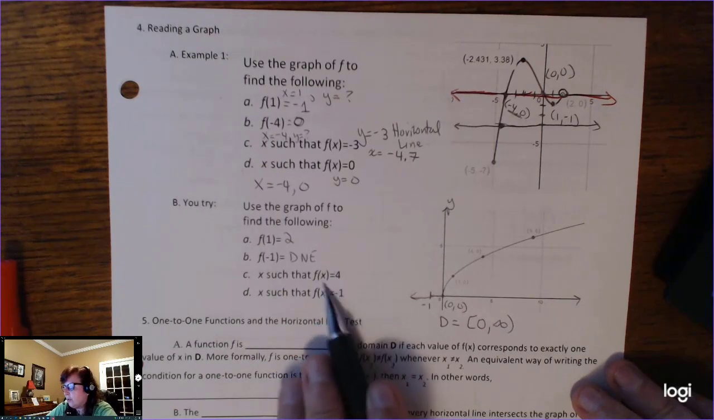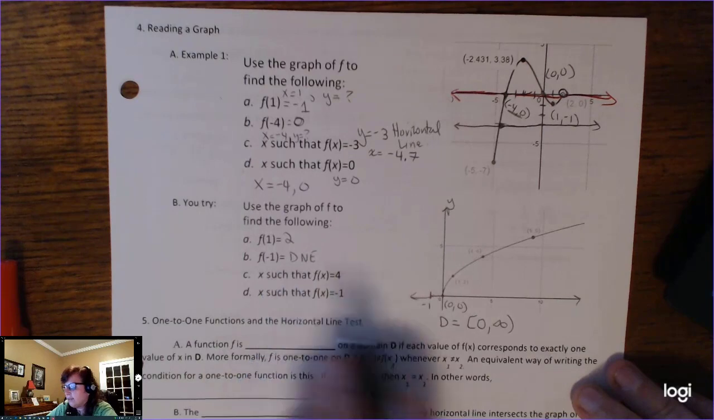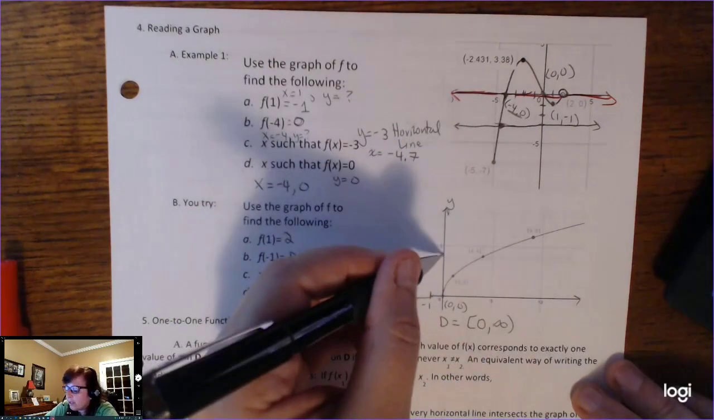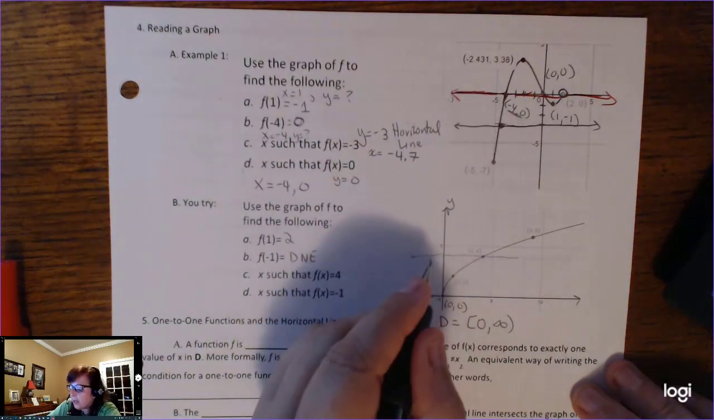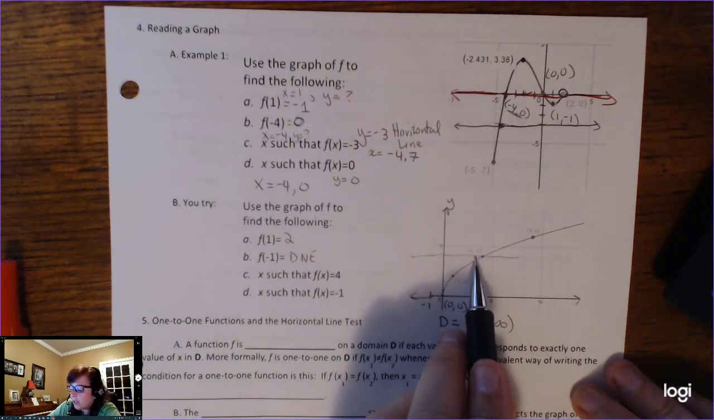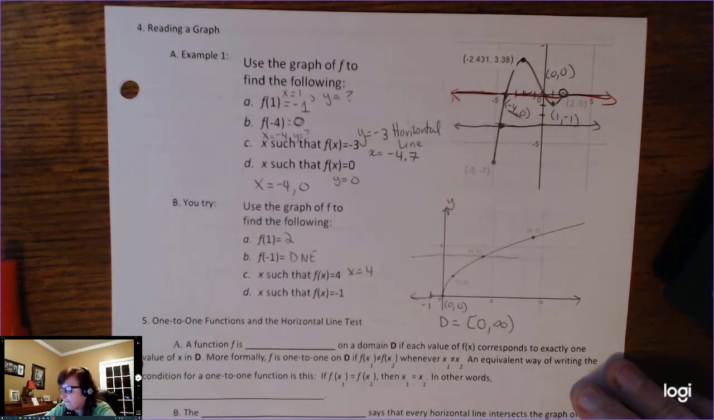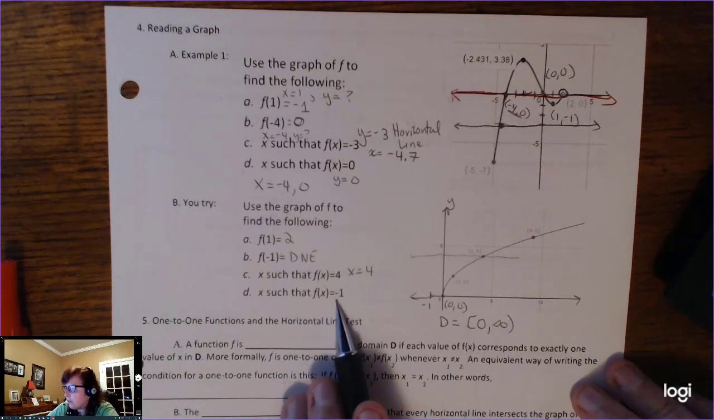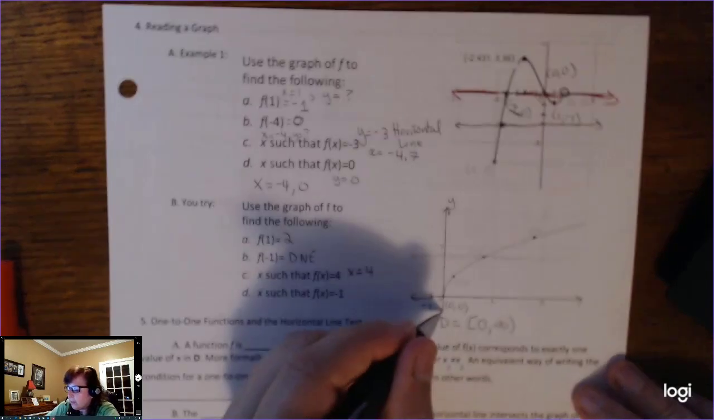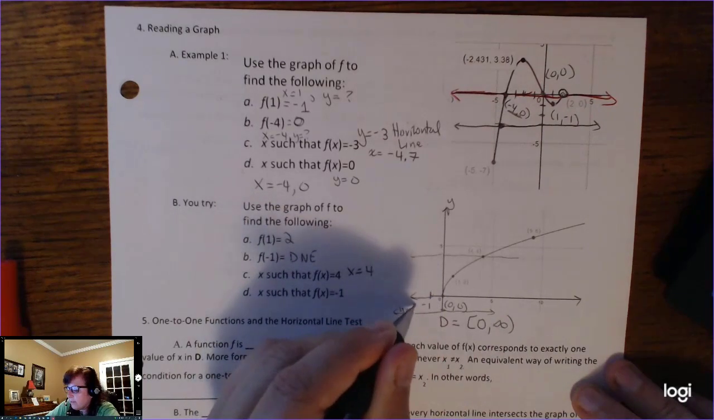I'm telling you that when y is 4, but I need you to tell me what x's make that happen. So I like to do this by drawing a horizontal line. Here's where y equals 4, and y equals 4 when x is 4, and that's the only answer. And then here, find x such that f of x equals negative 1. Well, down here's where y equals negative 1 is.